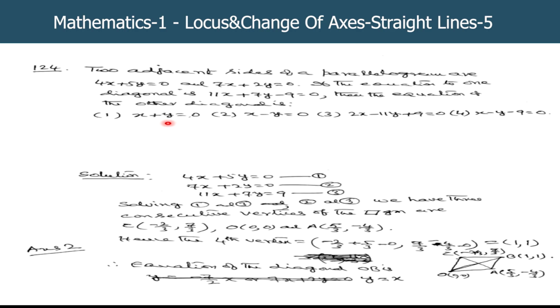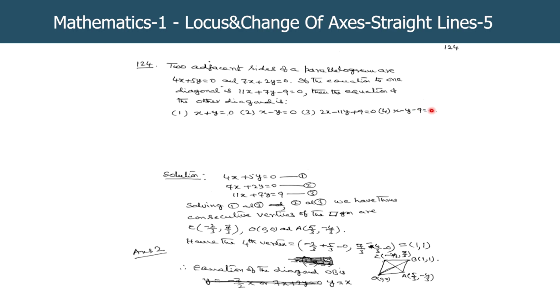124. The adjacent sides of a parallelogram are 4x plus 5y is equal to 0 and 7x plus 2y is equal to 0. That means those two adjacent sides pass through the origin. If the equation of one diagonal is 11x plus 7y minus 9 equal to 0, then the equation of the other diagonal is: 1) x plus y is equal to 0, 2) 2x minus y is equal to 0, 3) 2x minus 11y plus 9 equal to 0, and 4) x minus y minus 9 is equal to 0.